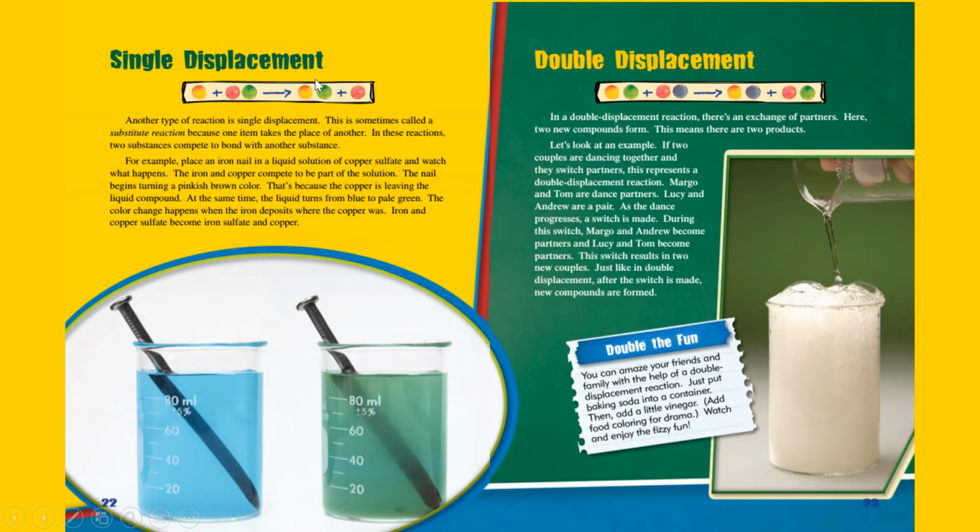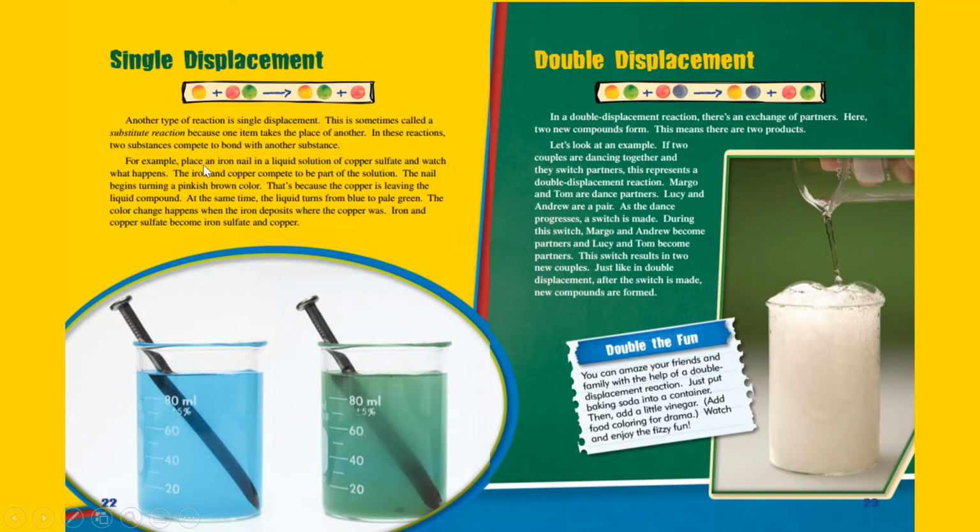Single displacement. Orange plus a pink and green goes to be an orange and a green plus a pink. Another type of reaction is single displacement. This is sometimes called a substitute reaction because one item takes the place of another. In these reactions, two substances compete to bond with another substance.